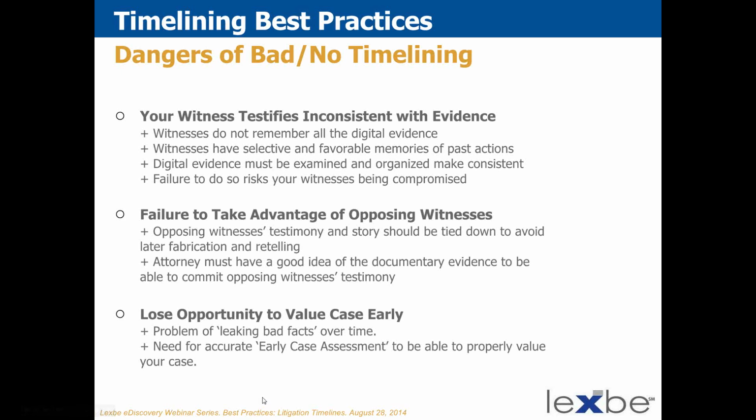A second danger of no timelining, and this is really the flip of the first, is failure to take advantage of opposing witnesses. If opposing witnesses come in and testify in ways that are inconsistent with the documentary evidence, you want to be able to expose that, or at least tie them down and expose them later. One of the purposes of deposition is to tie down the witness's testimony so they can't later fabricate or retell. So you really need to know what the documentary evidence is saying to be able to go in and do a good job of that.